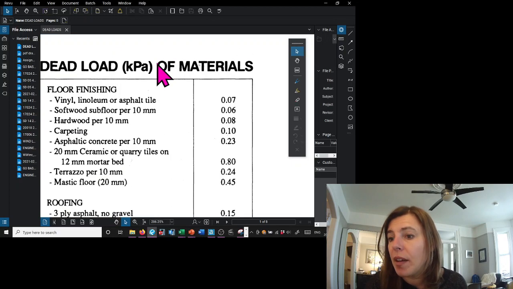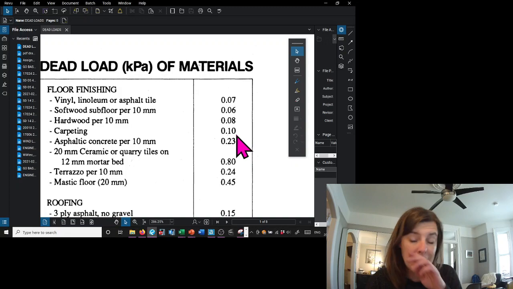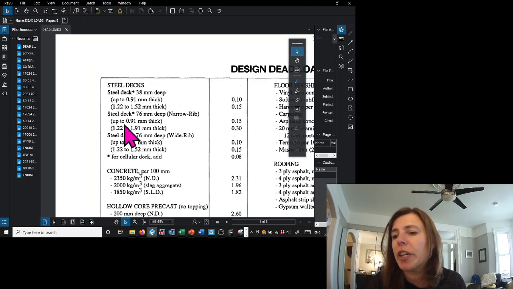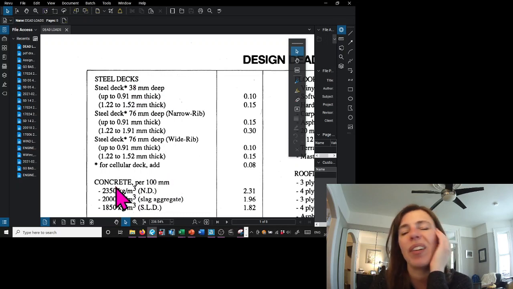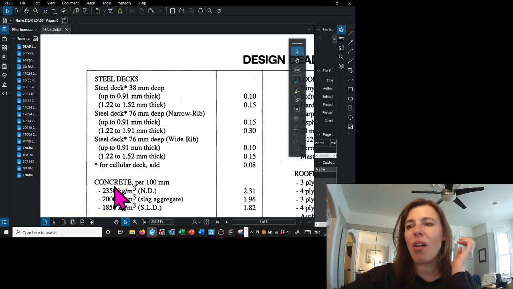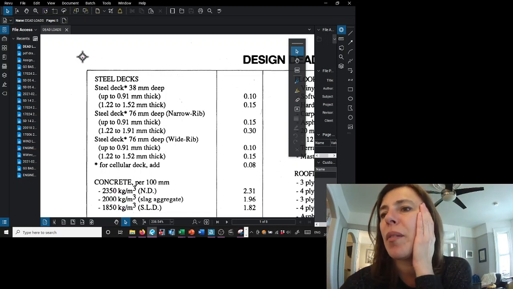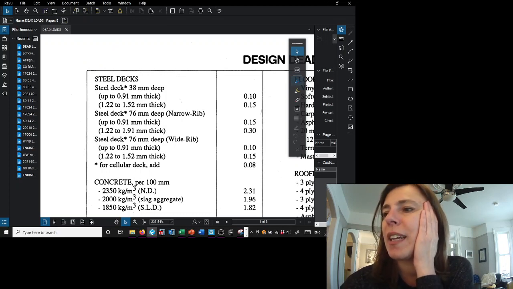Floor finishes, carpeting, 0.1 kPa. That seems kind of easy. Let's come over here to our steel decks. Well, they've got 38 metal deck here and a weight of concrete, but I told you that concrete, the profile, concrete on metal deck, oh, didn't like that. Is it going to make it zoom funny again?